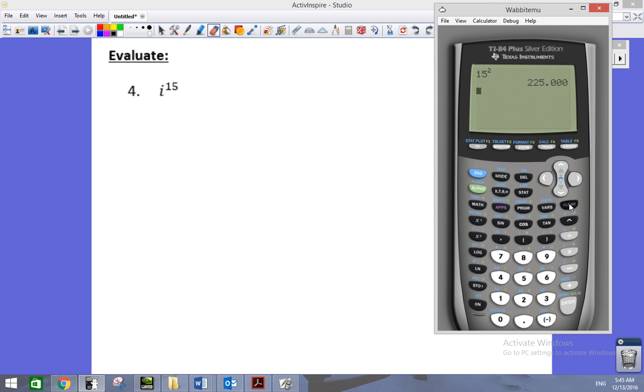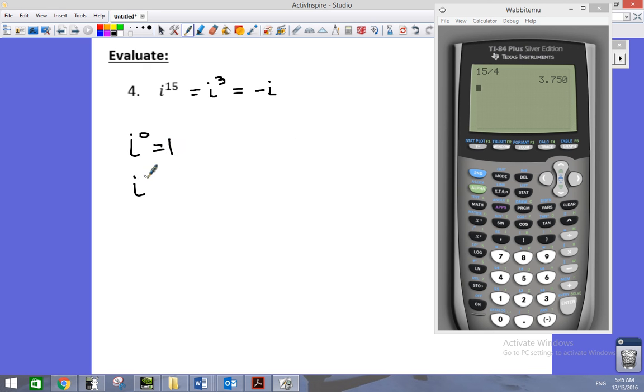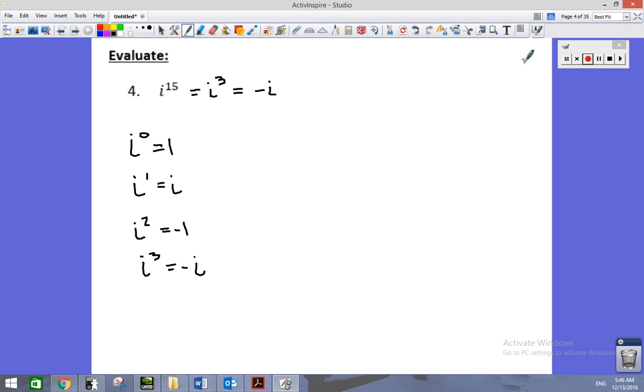When you have a power of i, divide by 4, look at the remainder. The remainder is 3. Remember that i to the 0 is 1, i to the first power is i, i squared is negative 1, and i cubed is negative i. Even exponents will either result in positive 1 or negative 1. Odd exponents will result in i or negative i. That's just a quick check in case you make some type of silly mistake.